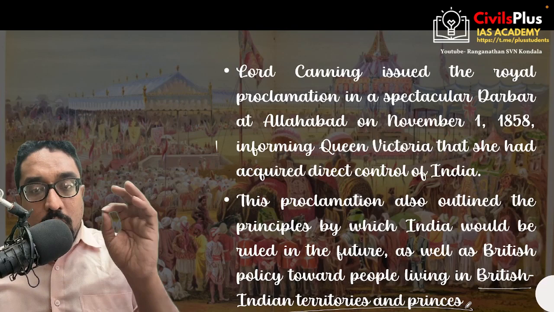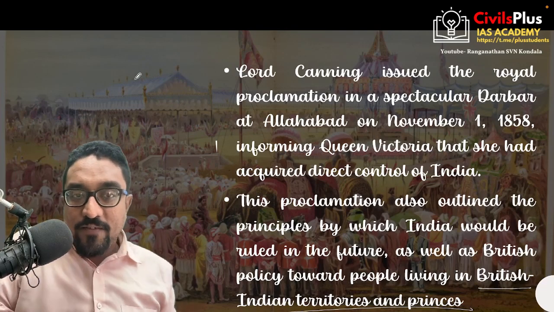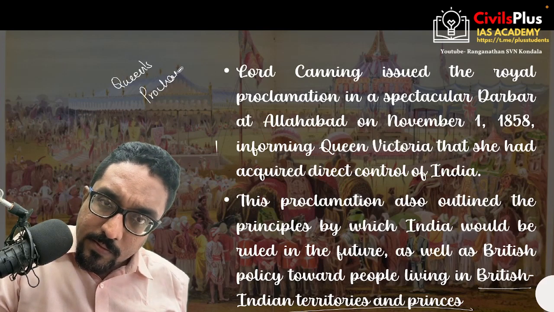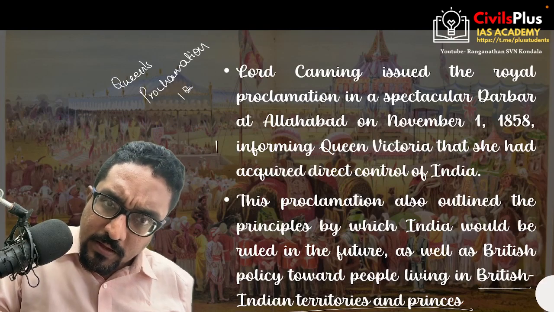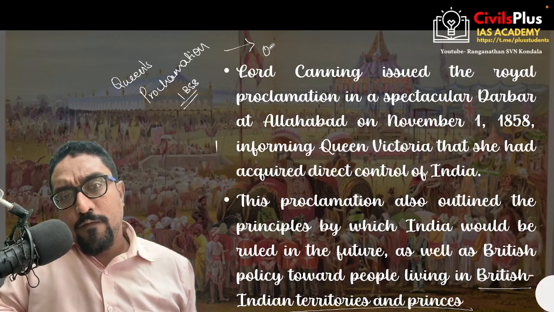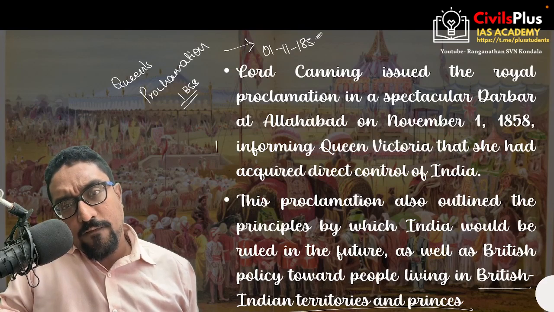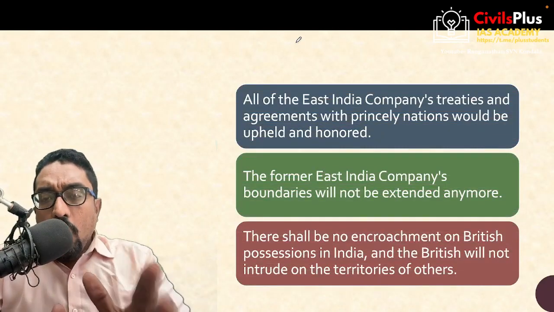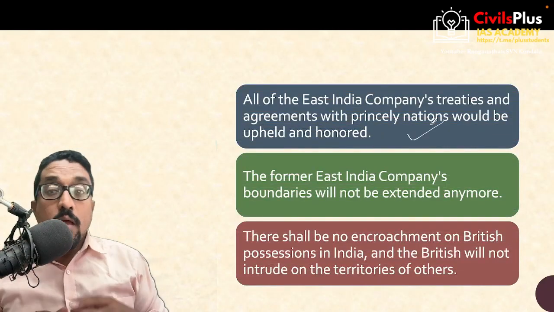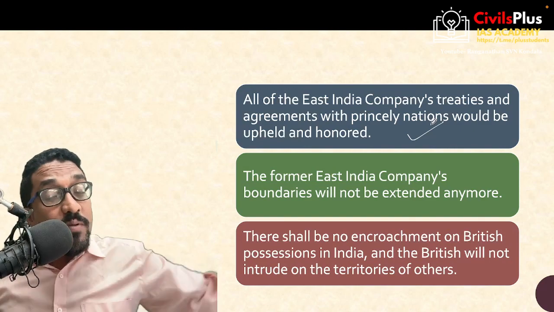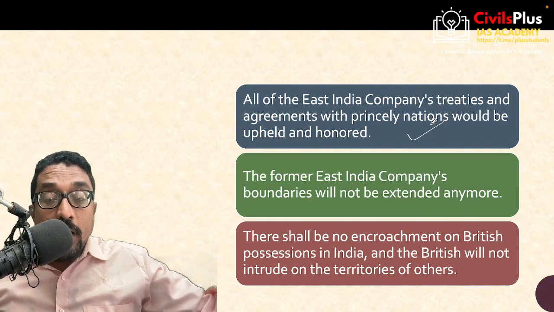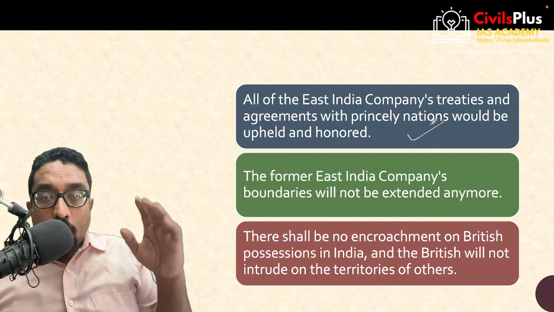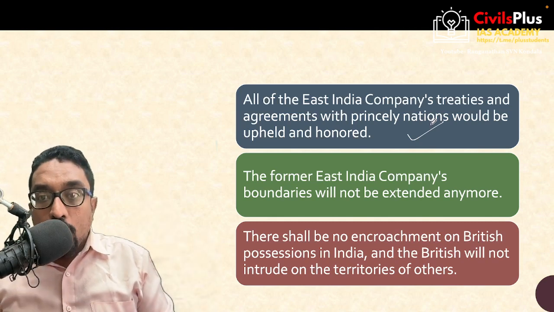So all the policies were clearly clarified in the Queen's Proclamation 1858. This was given on 1st of November 1858. Now, what are the main terms of it? Number one, all of East India Company's territories and agreements which East India Company had with the princely nations were to be upheld and honored by the Viceroy and the Crown. And former East India Company's boundaries were not to be extended anymore.